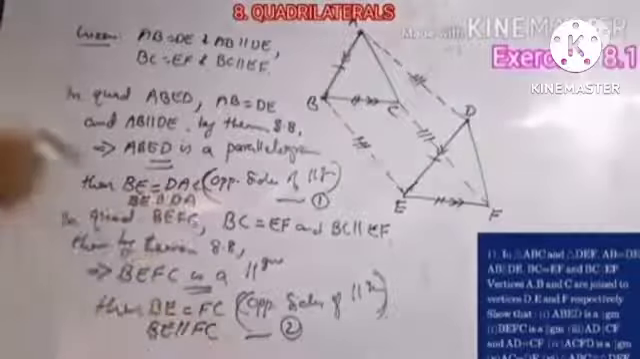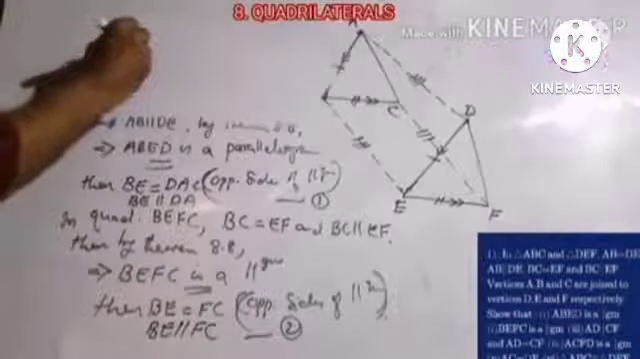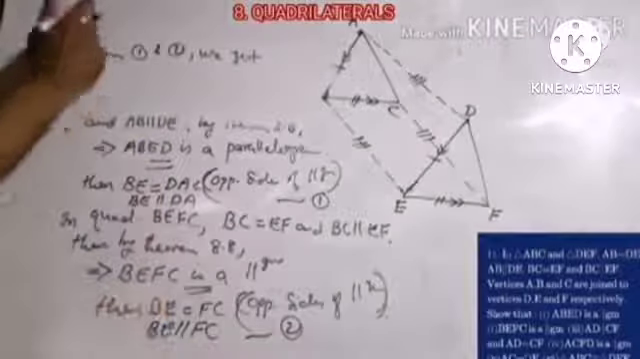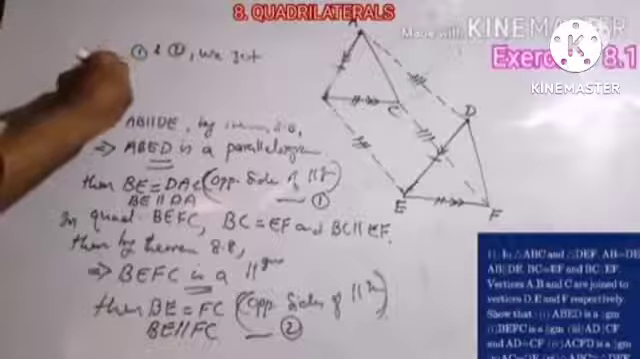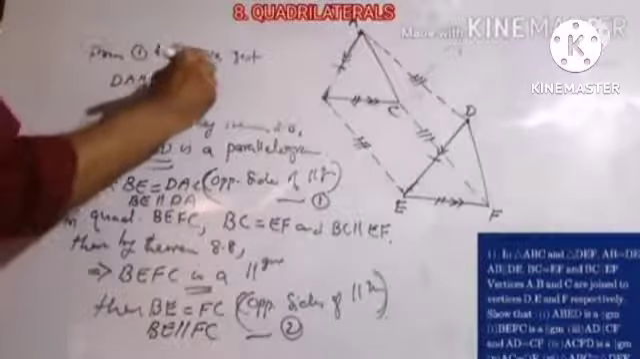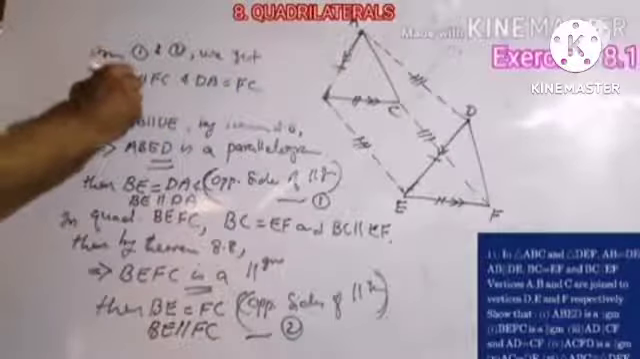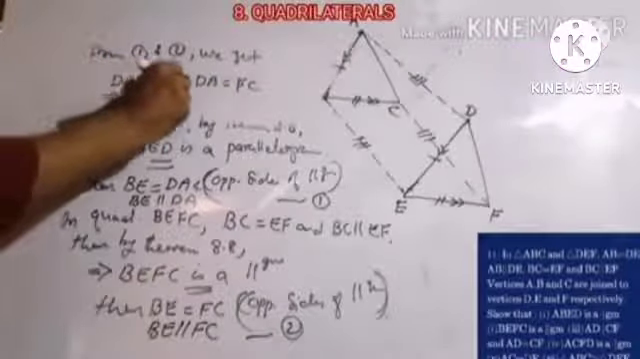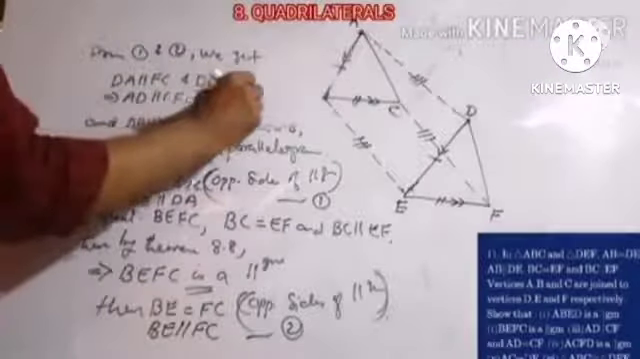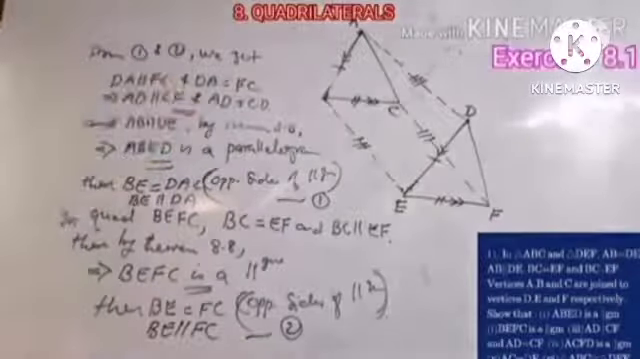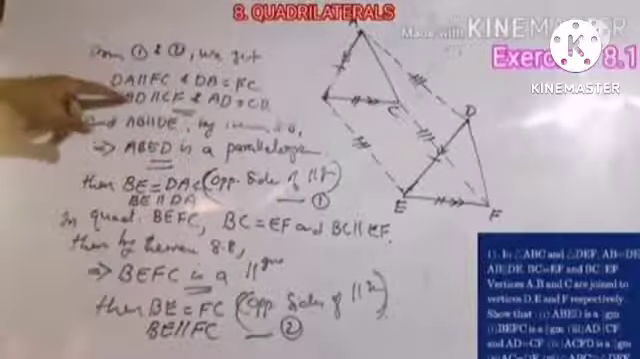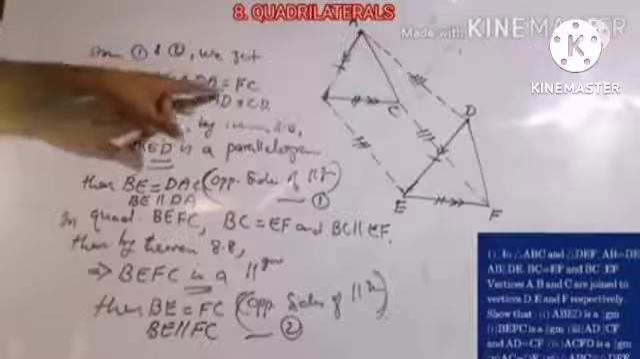So DA parallel FC. Now from equations 1 and 2, we get what is to be proved here. We wrote DA parallel FC and DA equal to FC, which implies AD parallel CF and AD equal to CF. I just changed the name: DA becomes AD, FC becomes CF.